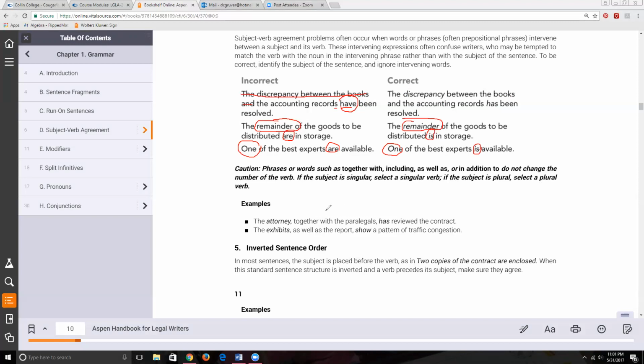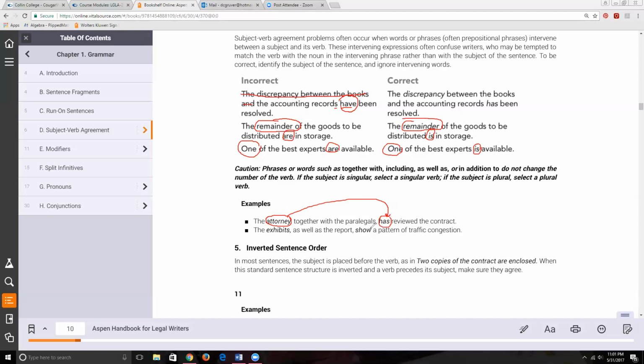A point, and this is again one I always Google. So if you're like me, you're in good company. This seems like the situation where we say and. Let's read it this way, then let's rewrite it and consider that. The attorney, together with the paralegals, has reviewed the contract. This is the subject. There's just one attorney, and so we say has. He has or she has.